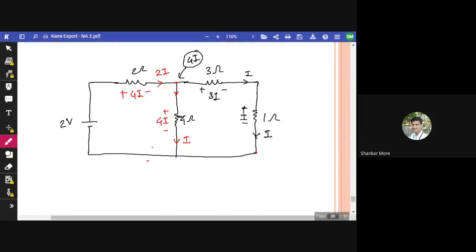All right. So you can apply the KVL here. How do we apply KVL? If we start from here, minus 2 volt plus 4i plus 4i is equal to what? 0, right? So 8i is equal to 2. I is equal to 1 by 4. Value of I is 1 by 4.